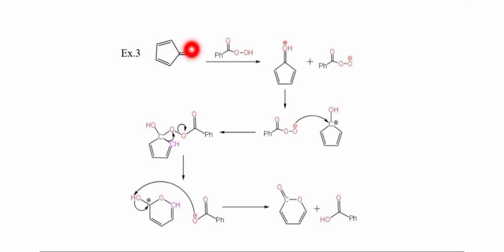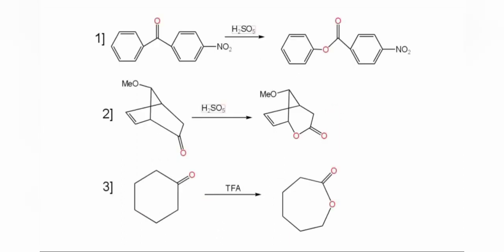From ketone we get ester. Okay, and this is the counterpart or side product. Okay, so I hope you understand the mechanism. I have given some examples with answers here. I have already given the answers so that you can practice the mechanism. So please try to solve this on your own first, and then check whether your answer is correct or not.